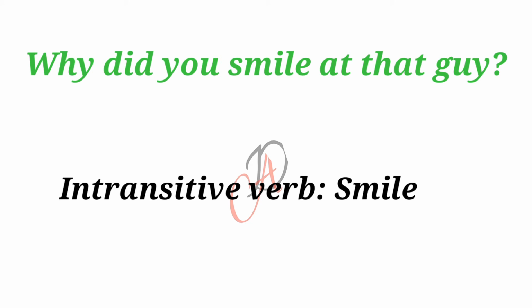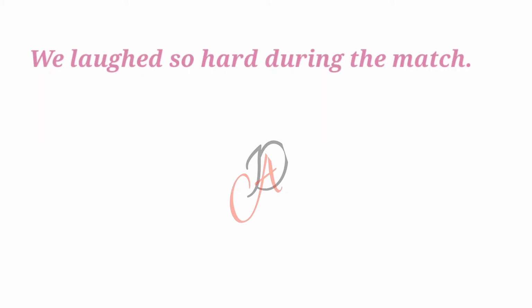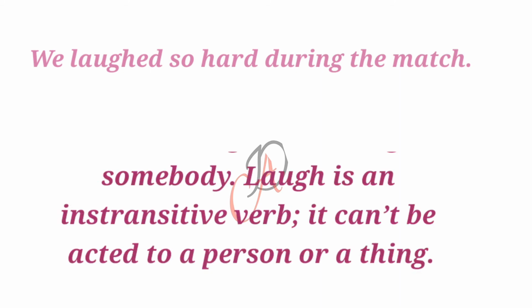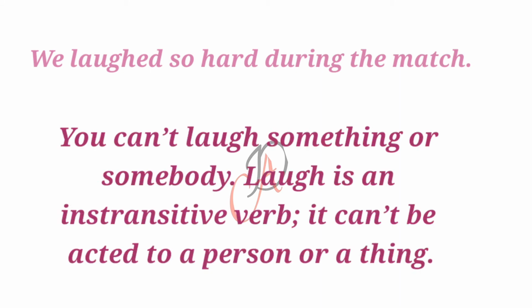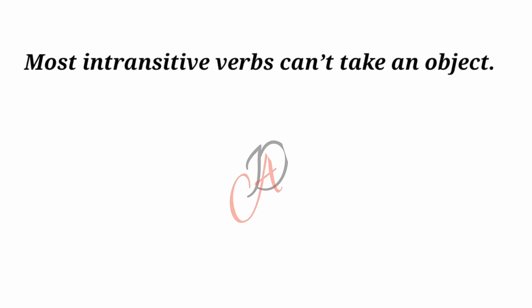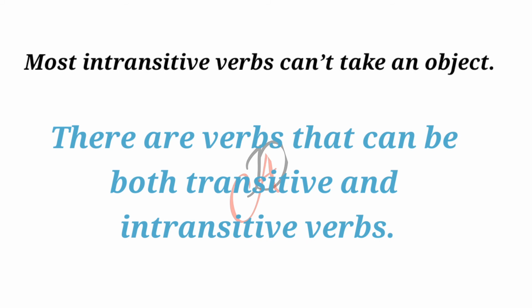The next example, we laughed so hard during the match. Here, you can't laugh something or somebody. Laugh is an intransitive verb. It can't be acted on a person or thing. Therefore, an intransitive verb, unlike a transitive verb, can't have an object. These verbs can't act upon something or someone. So, friends, the important point to remember here is most intransitive verbs can't take an object, but there are verbs that can be both transitive and intransitive verbs.